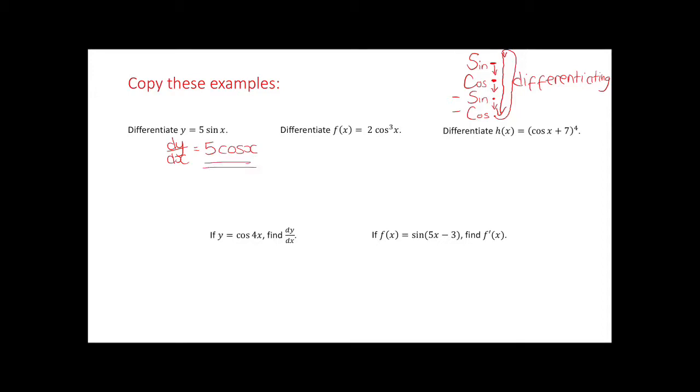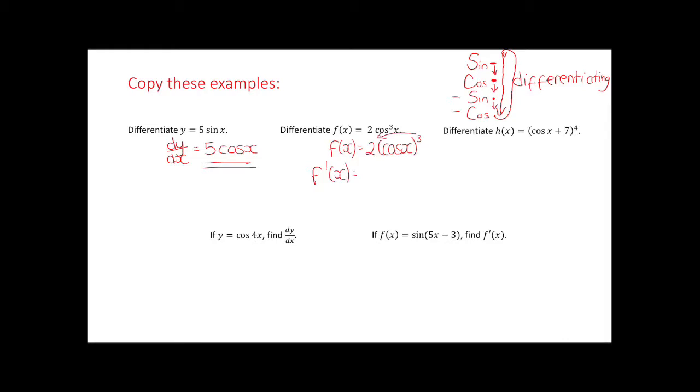This next one's a little bit different because we've got this cubed in it. So that function can actually be written as 2 cos x cubed. Remember, cos cubed x and cos x cubed are the same thing. So this is what we can then differentiate. Thinking back to your last lesson, you are allowed to differentiate with brackets now, and to do that, we use our chain rule.